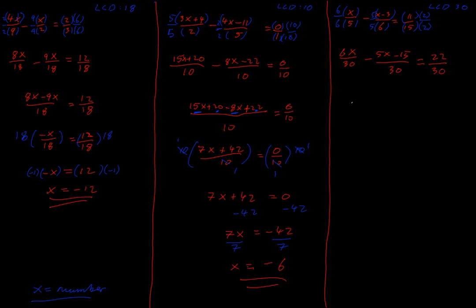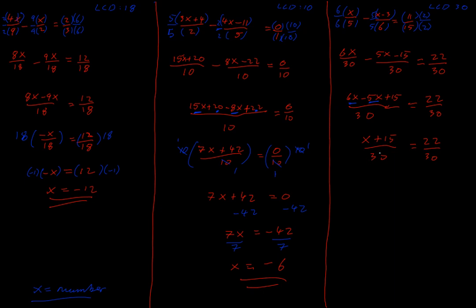Now I can simplify this now that I have common denominator of 30. So I have 6x minus 5x. This is a positive 5x, so minus 5x is going to be minus 5x, and minus 15 is plus 15. Again, we have to be very careful with our signs. Is equal to 22 all over 30. I can do a little tidying up here. I can see like terms. So I end up with x plus 15 all over 30 is equal to 22 all over 30.